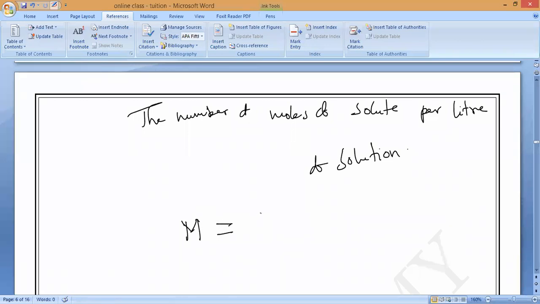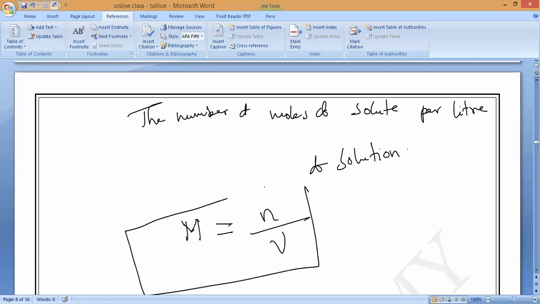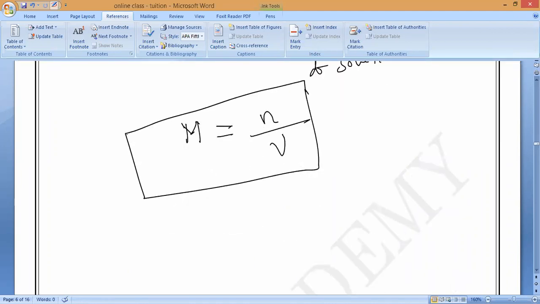So capital M is equal to N divided by V. This is the formula. Molarity is equal to N divided by V. If they ask you in the exam, you can calculate like this also. M indicating molarity, N indicating number of moles, and V indicating liters of solution. Is it clear, all of you? Any doubt, anybody, you can ask.